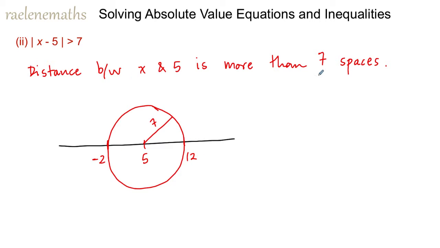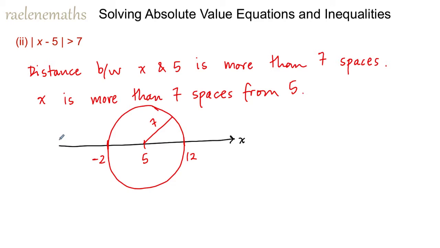But in this statement here, x should be or is more than 7 spaces from 5. And so this is suggesting that x can either be on the circle, inside the circle, or outside the circle on the x-axis. And in order to be more than 7 spaces away from 5, the center, x needs to be not equal to 12 or equal to negative 2, but on the outsides like this.